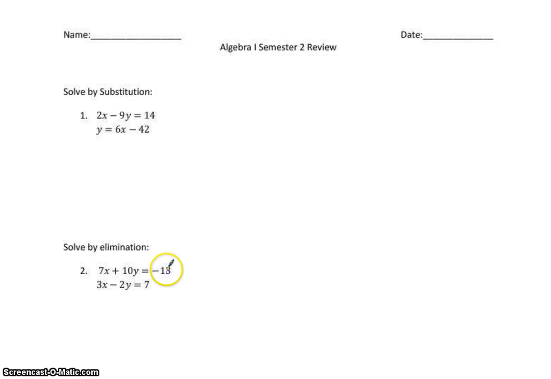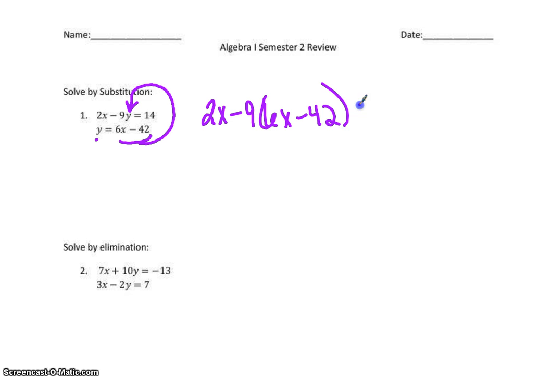Looking at number 1, solve by substitution. When you're substituting, you need a letter by itself. Our y is by itself. So everything else is going to go into the other equation where the y is. So this becomes 2x minus 9 times 6x minus 42 equals 14.